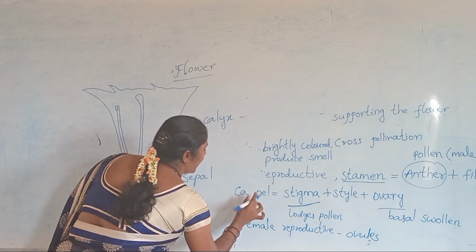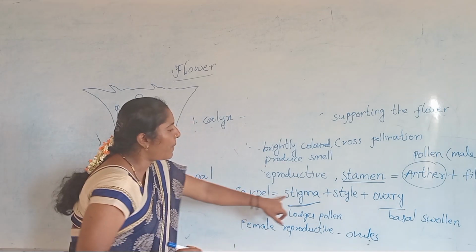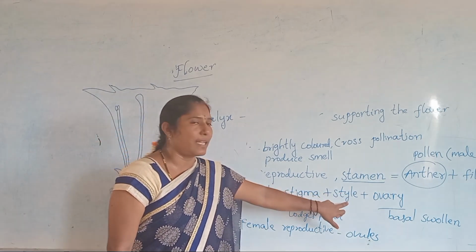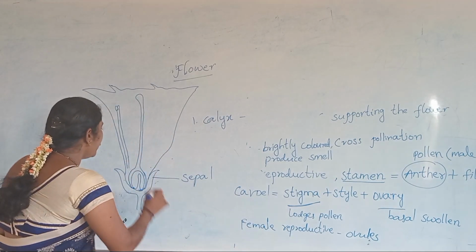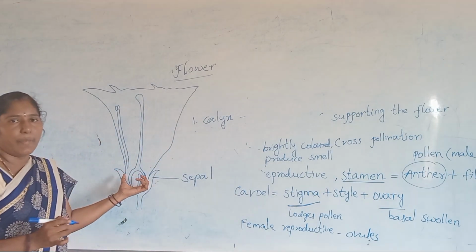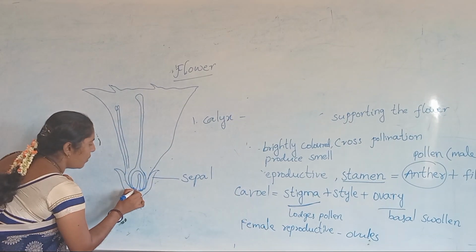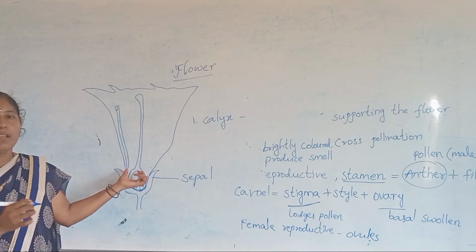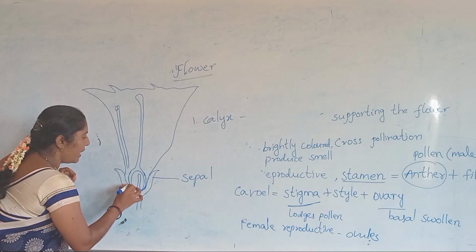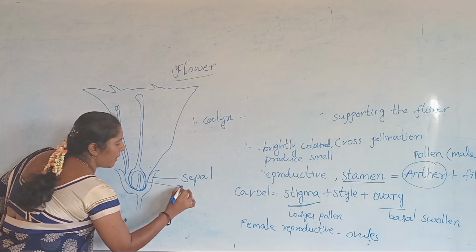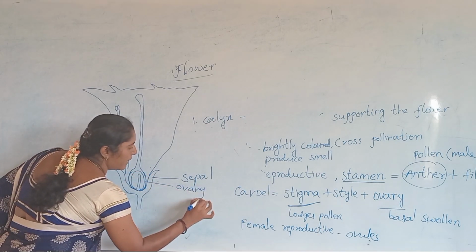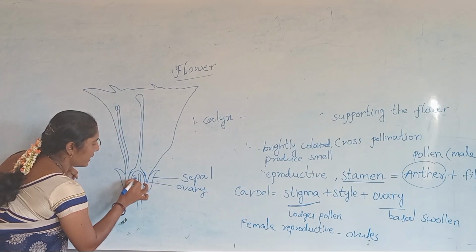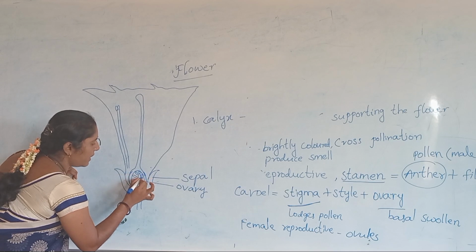Each carpel consists of 3 parts: stigma, style, ovary. And see, this is the ovary, the basal swollen part. What do we call this part? Ovary. And inside the ovary, what are present? Ovules are present.